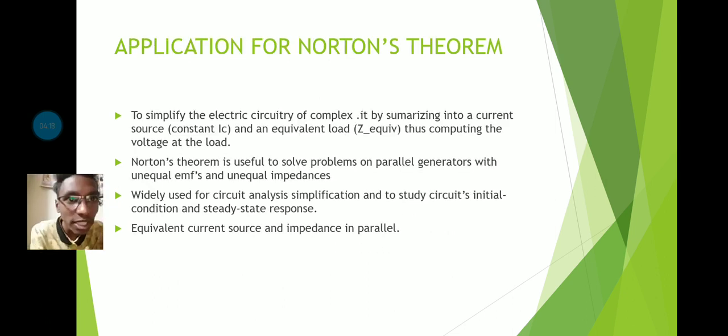Now we see the applications of Norton's theorem. To simplify complex electric circuitry, it is summarized into a current source with constant current IC and equivalent load Z equivalent, thus computing the voltage at the load. Norton's theorem is usually used to solve problems on parallel generators with unequal EMF and unequal impedance. It is widely used for circuit analysis, simplification, and study of circuits' initial conditions and steady state response. Equivalent current source and impedance in parallel.